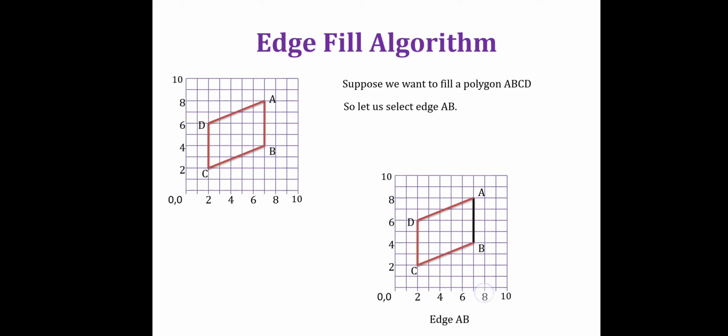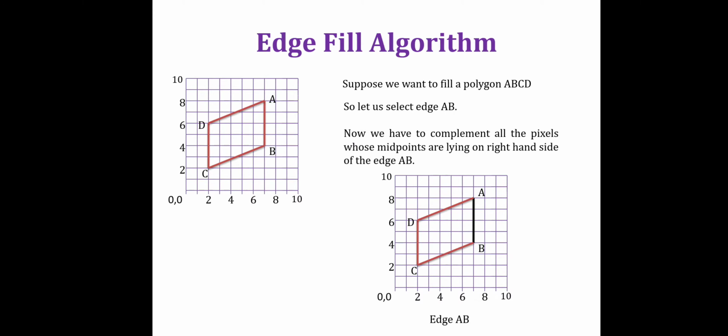So what do I need to do here? We have to complement all the pixels whose midpoints lie on the right hand side of the edge AB. Always we complement the pixels which are on the right side of that line. How are we going to find them? Here we have the line AB. Which are the pixels on the right side of the line AB? These are the pixels on the right side of AB. There are many pixels on the right hand side of that line AB.